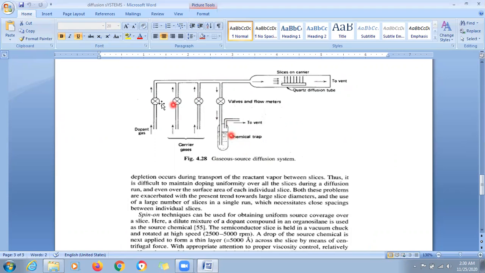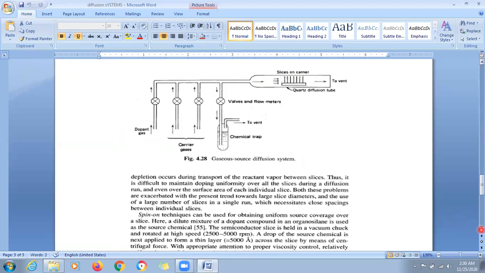So here is the dopant gas. It is mixing with the carrier gas. Then unreacted components go to this side and go to vent. And the dopant gas plus carrier gas mixture in vapor form goes in this direction and diffusion occurs in this quartz diffusion tube. So these are three diffusion systems.